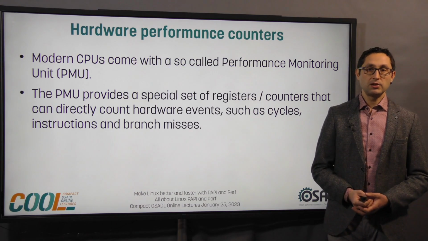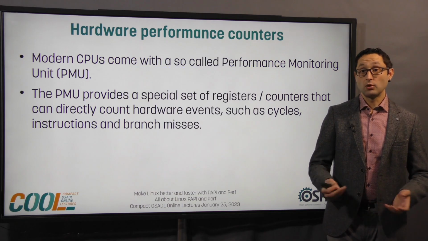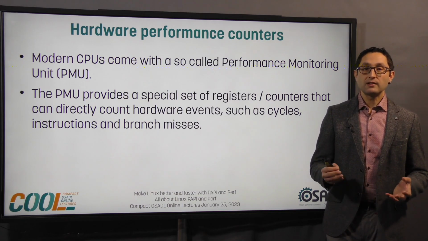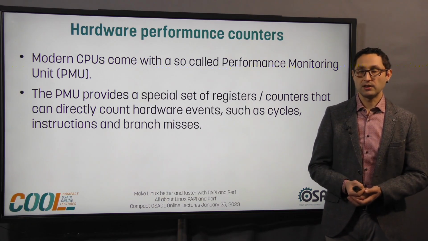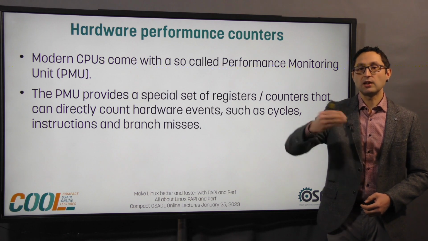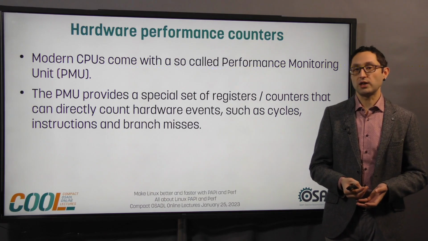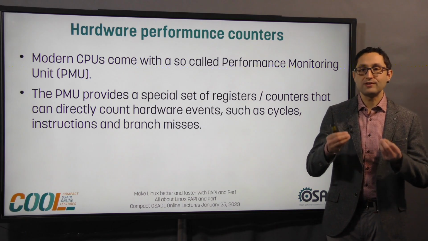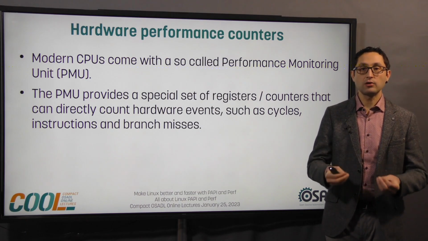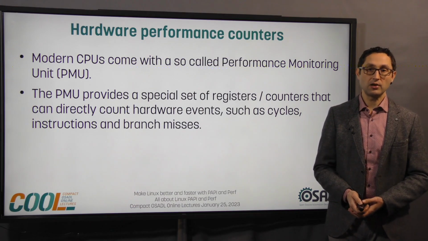Nowadays, CPUs usually come with a so-called performance monitoring unit, the PMU. The PMU provides a very special set of registers, or specifically counters, that can directly give you the number of specific hardware events like cycles, instructions, or mispredicted branches. So you can actually get performance data out of the hardware, which is pretty much non-intrusive for your software.